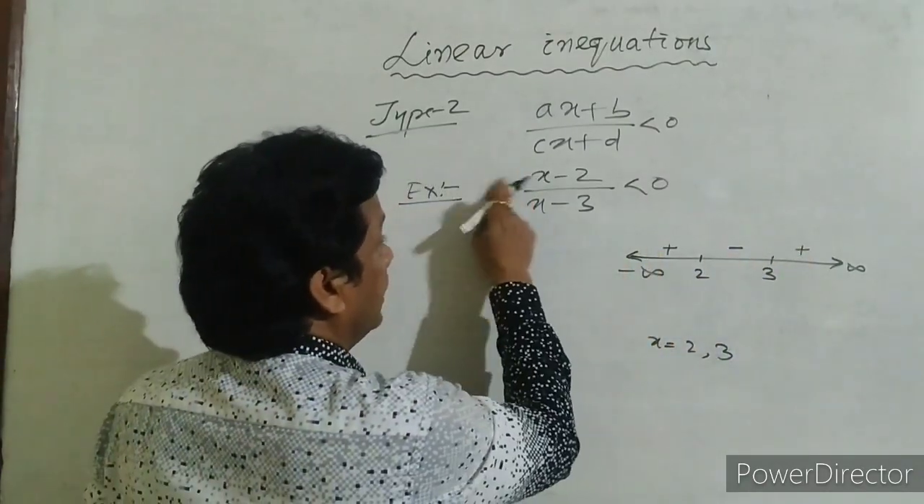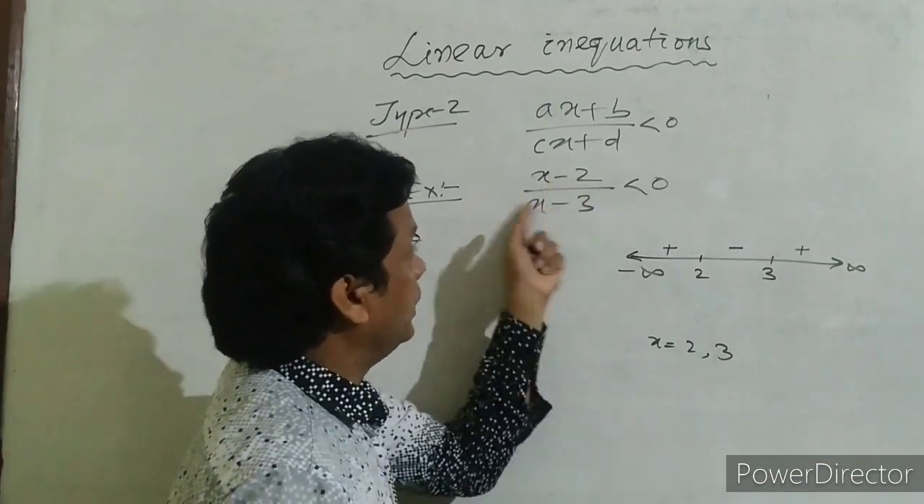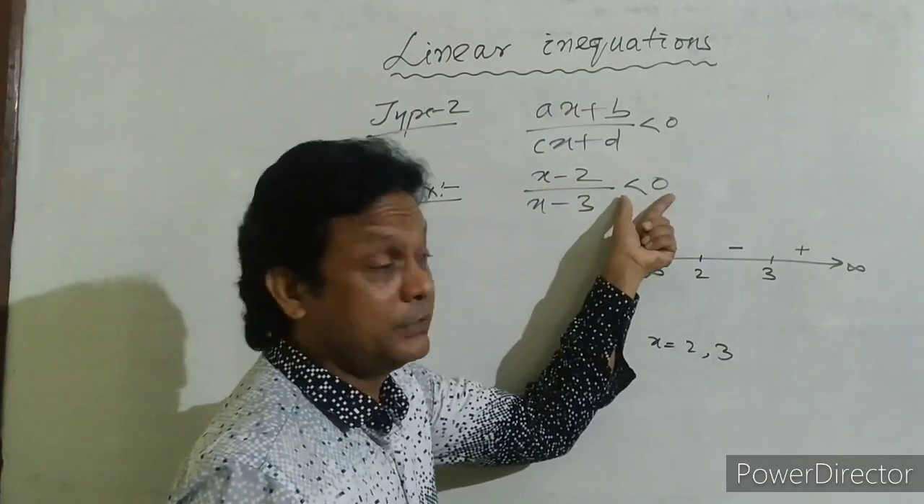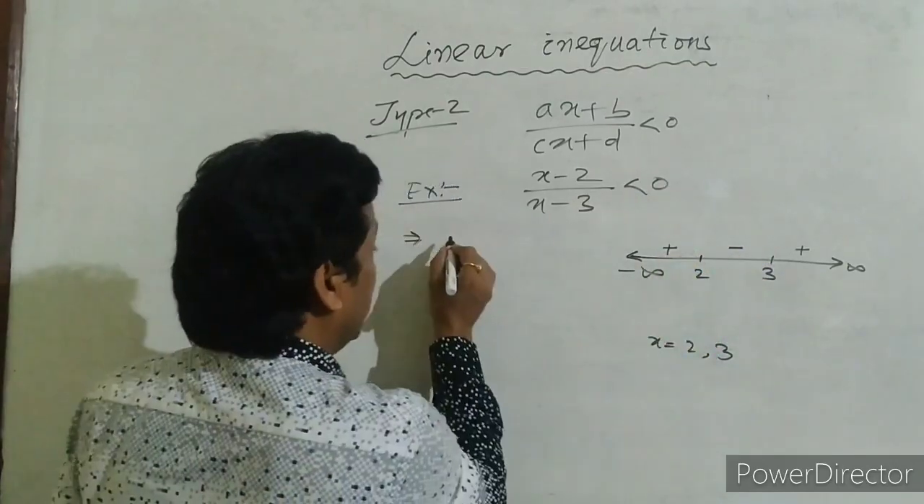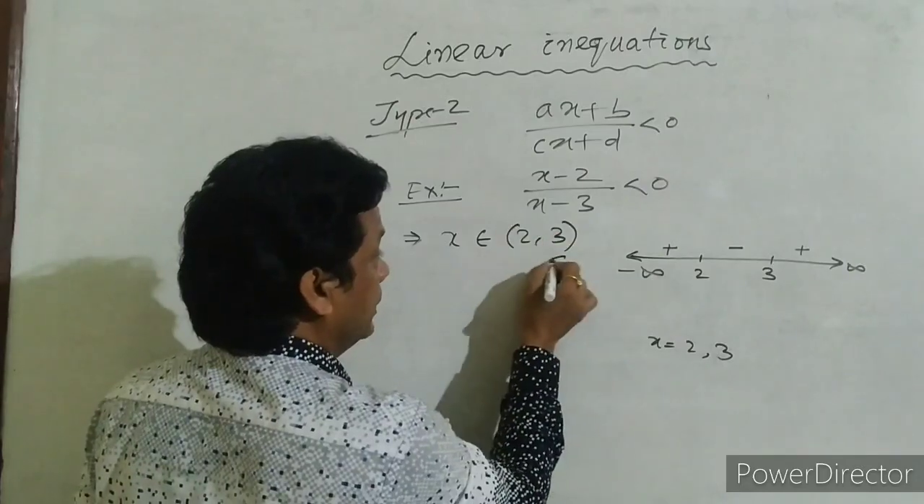Okay. Here, your requirement is this quantity. Under what condition will this quantity be negative? Less than 0 means negative, and negative is this one. So directly write x belongs to (2, 3), open interval. So this is the answer.